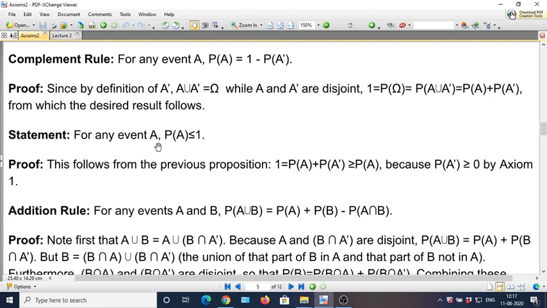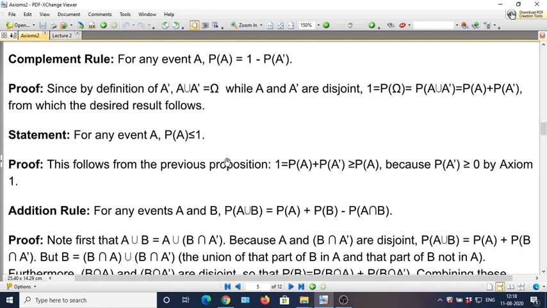So this is a result which we need not impose in the axioms; it will also follow. We have only said in our axiom that P of A is greater than or equal to 0. It will also follow, for any given event in the sigma algebra, that P of A has to be less than or equal to 1.